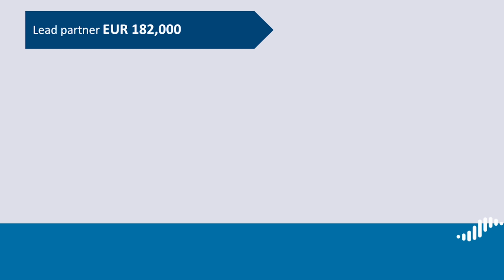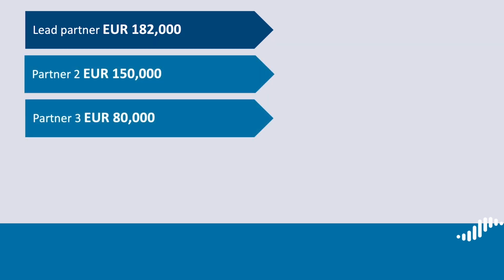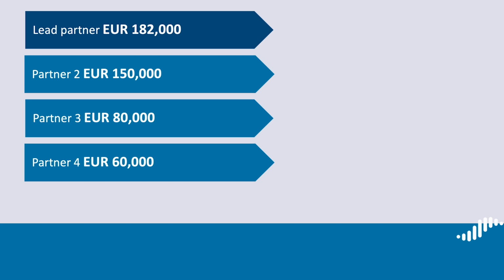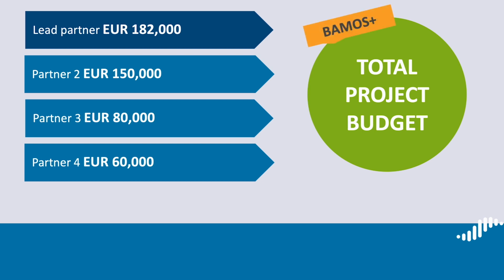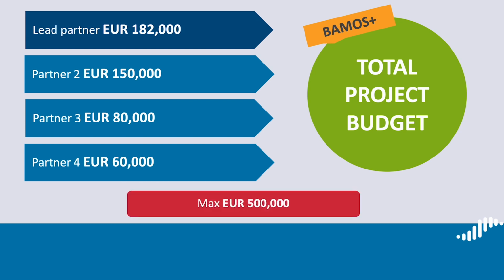Now it is time for your partners to construct their budget. They will follow the same steps and principles as our lead applicant example. At the end, when all partner budgets are ready, you will compile all costs into the total project budget. You will do it in our Vamos Plus system. We will explain to you how to do it on a different occasion. One important remark: the total project budget cannot exceed 500,000 euros.